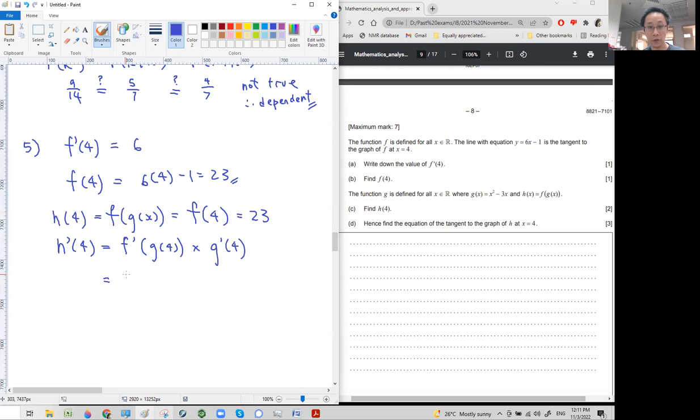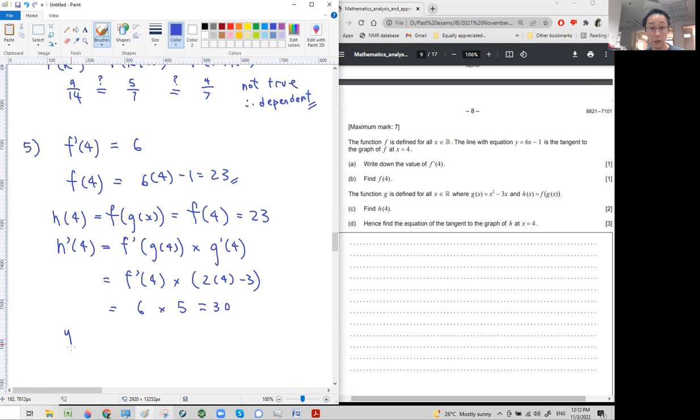f prime of g of 4 is, well, g of 4 was still 4, so this is f prime 4. Then g prime 4 itself, and I think we actually need to differentiate x squared minus 3x, which gives us 2x minus 3. So we have 6 over here times 2 times 4 minus 3, which is 5. So the derivative is 30. I'll just write equal to 30.